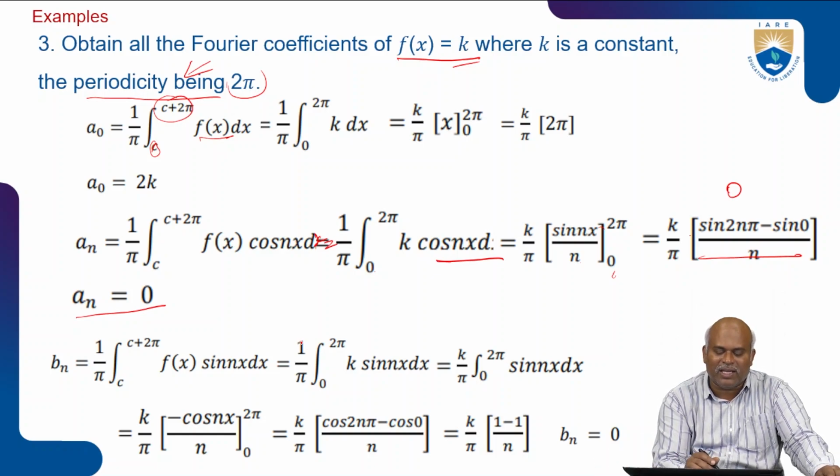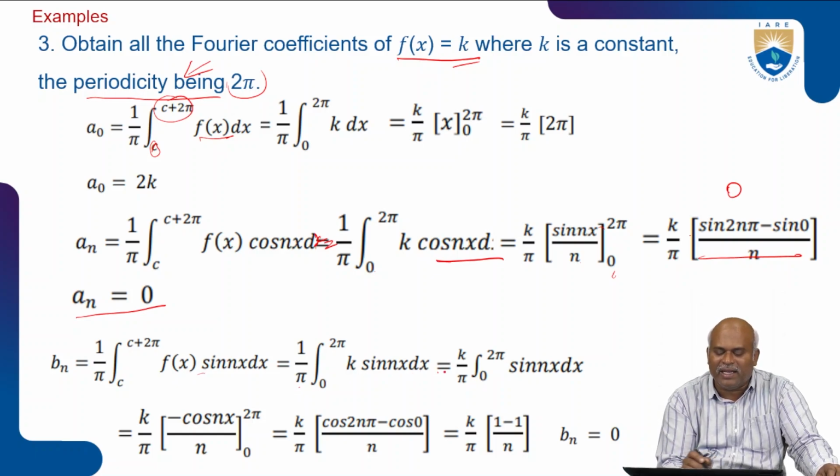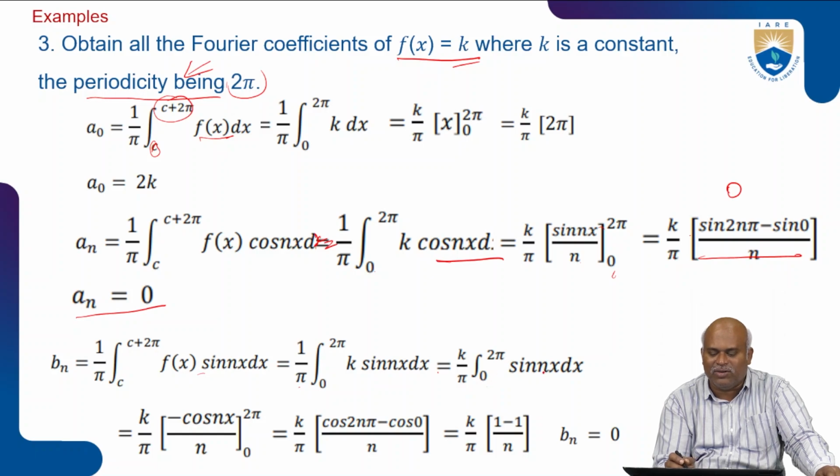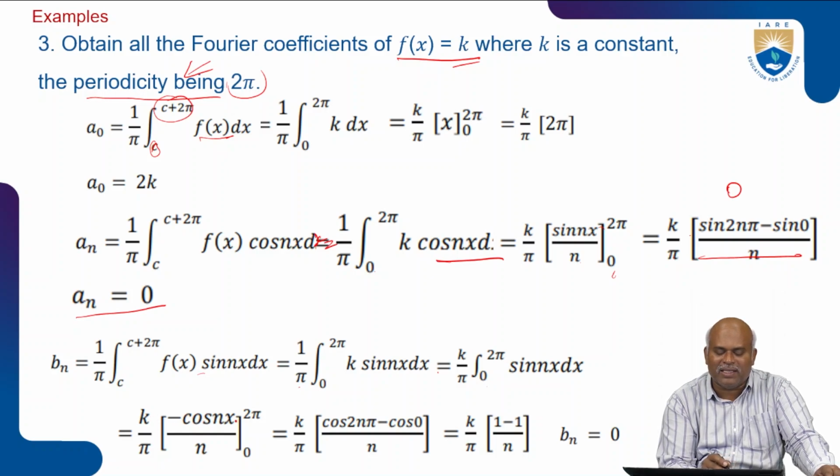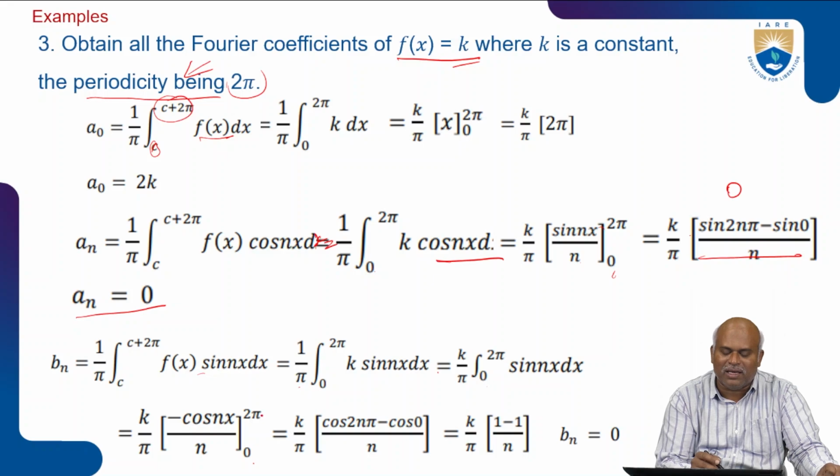So that value you can write as 1 by pi integral of f of x equal to k, sin nx dx. Then k take it out, k by pi integration of 0 to pi sin nx dx. What is the integration of sin nx dx? That will be represented as minus cos nx divided by n. This we should substitute for the interval. The interval is 0 to 2 pi.